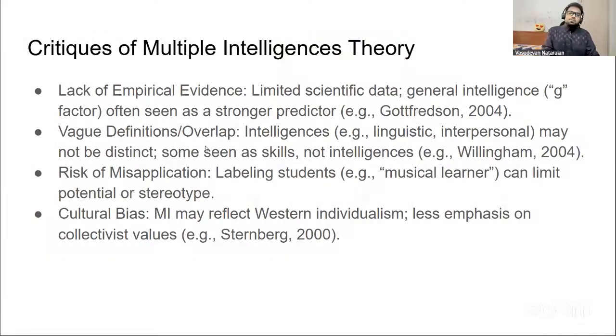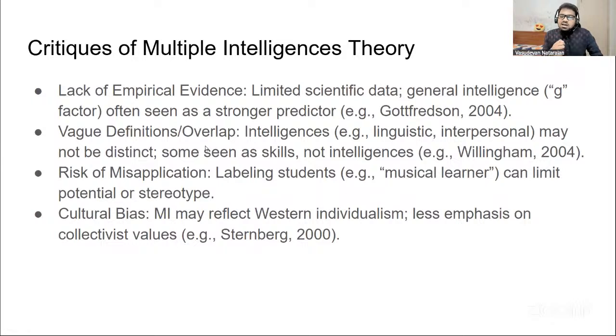So critics of multiple intelligence theory. Some people say that it's right. Some people say it's wrong. So, lack of empirical evidence. Empirical means something that you've done in the class, something that proves that this is a common statement, a logical statement that is applicable everywhere. No, that was never done. Limited scientific data, general intelligence. Now this is very important. There's something called G factor and S factor. G factor intelligence actually means general intelligence, and S factor is basically specific intelligence. We'll talk about it in the following slides.